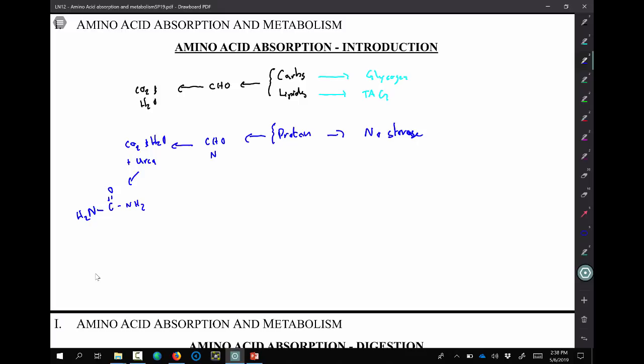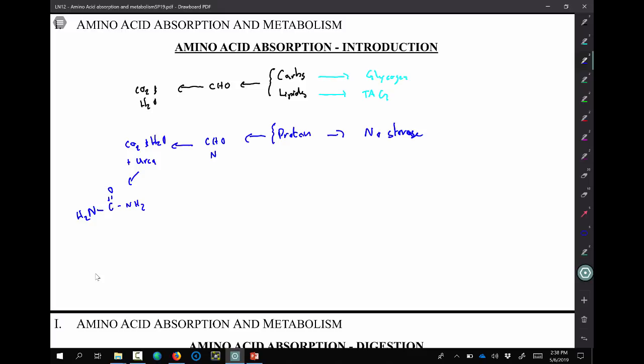Now here's the problem with the nitrogen. It can be toxic to us, and certainly at smaller concentrations than carbon dioxide would be toxic to us. That can be toxic as well, but the nitrogen can be toxic. So the body has lots of ways to deal with nitrogen and how it's going to transport that nitrogen, in particular in the blood. So we're going to think about some of that.